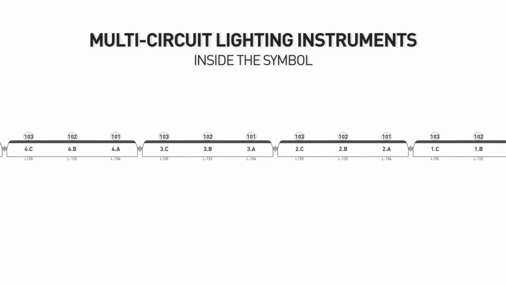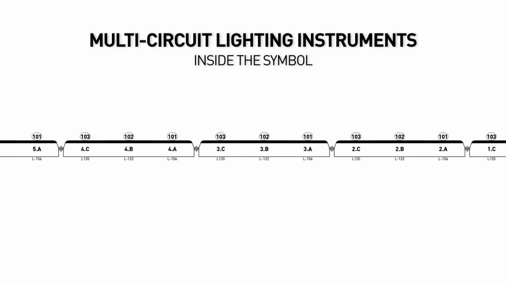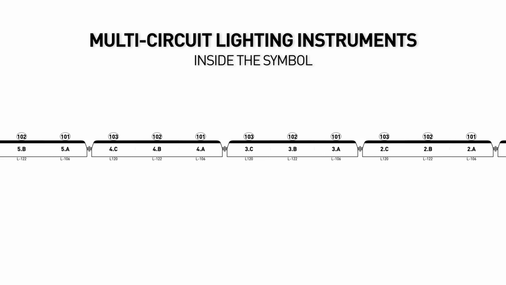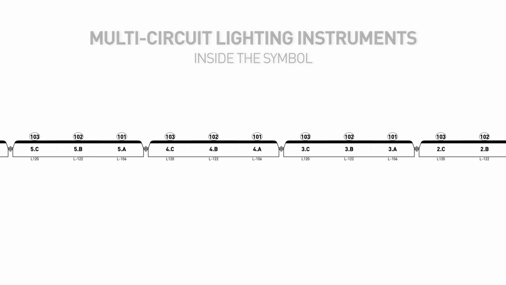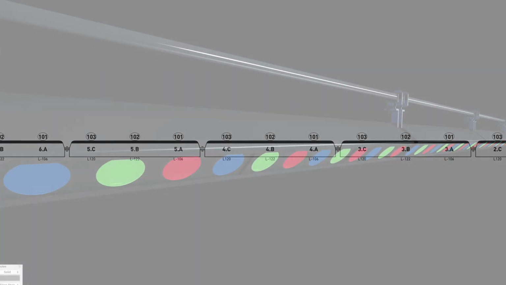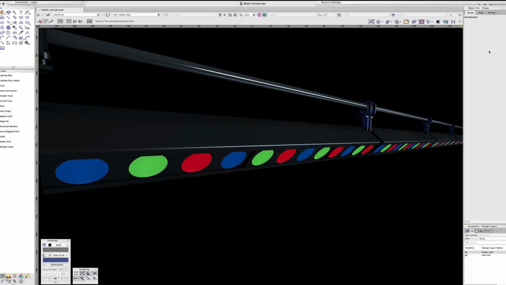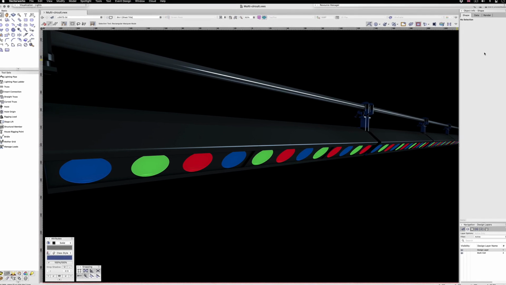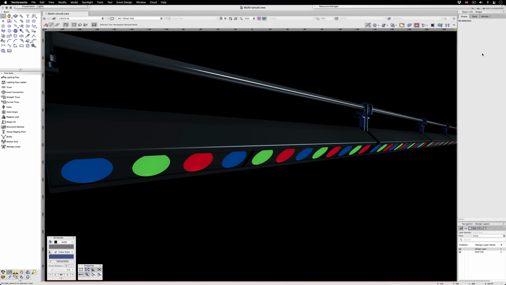The purpose of multi-circuit lighting instruments is to give the user the ability to display and report data associated with lighting devices that are made up of more than one controllable source of light. It is also possible to model, control, and render multiple sources of light from the single object using this kind of instrument symbol when it is converted to a lighting device.